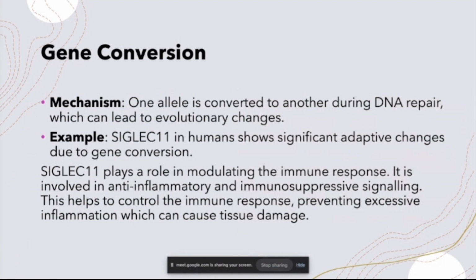When this happens, our body starts to form an inflammatory response. But the SIGLEC11 gene is involved in anti-inflammatory and immunosuppressive signaling. So basically, it stops the body from going into excessive inflammation, from doing too much. Because if the body just continues to do what it wants to do when a pathogen has invaded, it will eventually lead to the body's self-destruction, as tissue damage will happen as a result of too much inflammation.